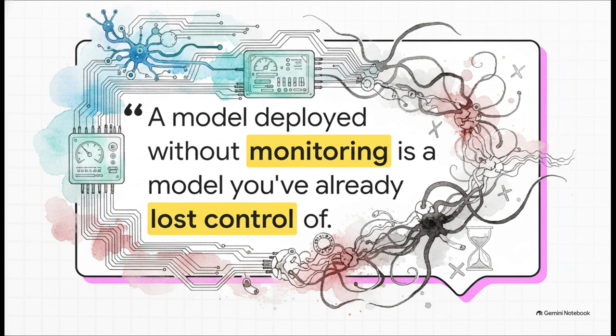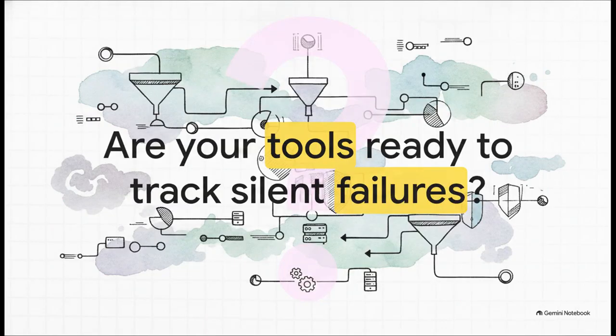A model deployed without monitoring is a model you've already lost control of. IT discipline is exactly what keeps machine learning systems alive, accurate, and safe. Without your infrastructure monitoring, these models will inevitably degrade, drift, and fail entirely silently. Which leaves us with one absolutely critical question to close out this tutorial. Are your current IT monitoring tools ready to track the silent, data drift failures of machine learning models in production?